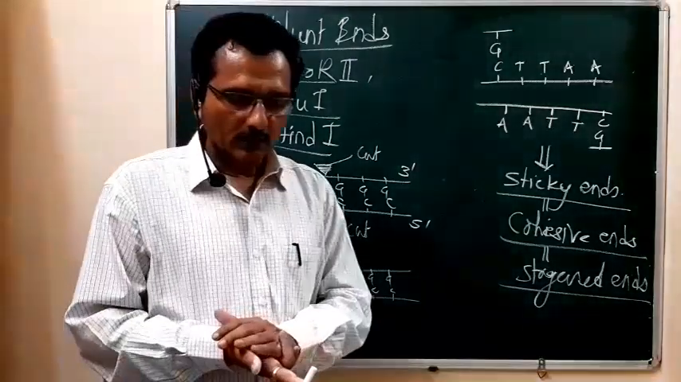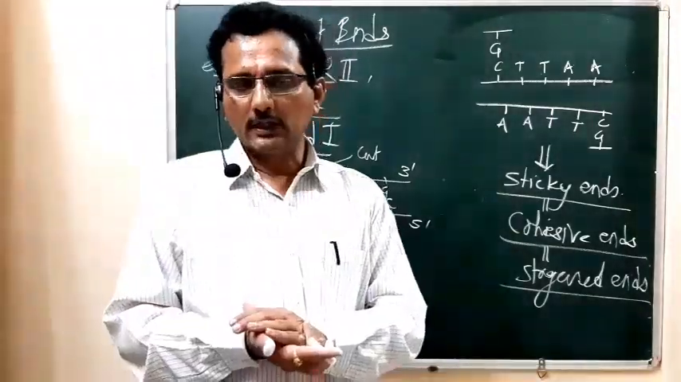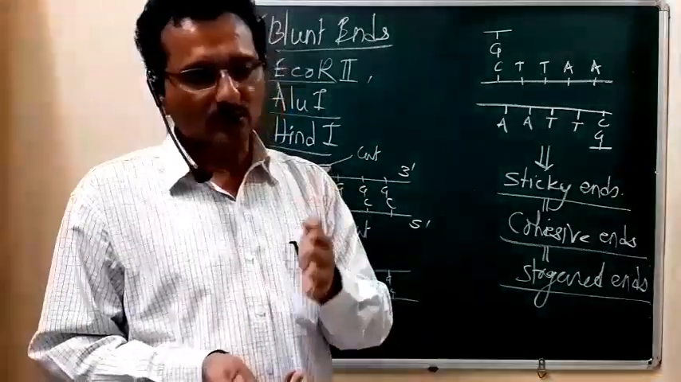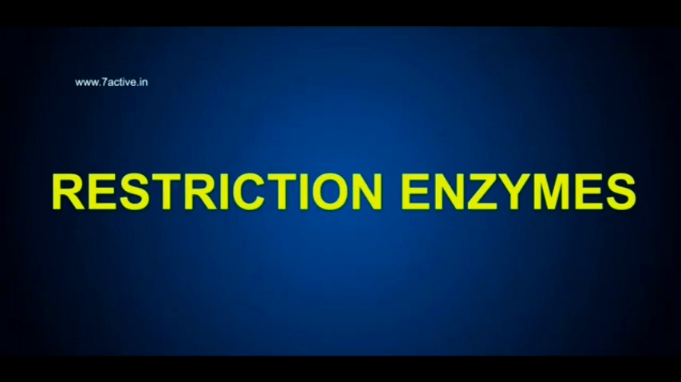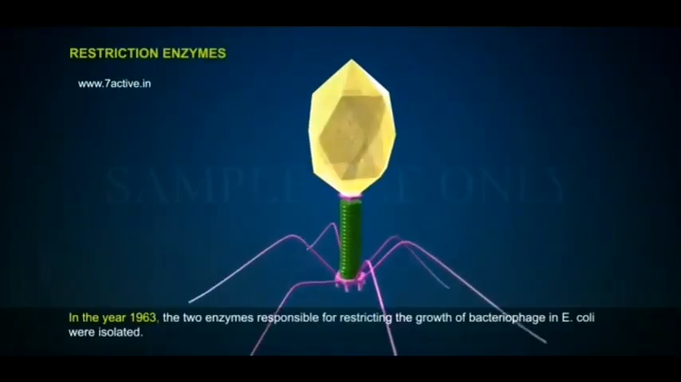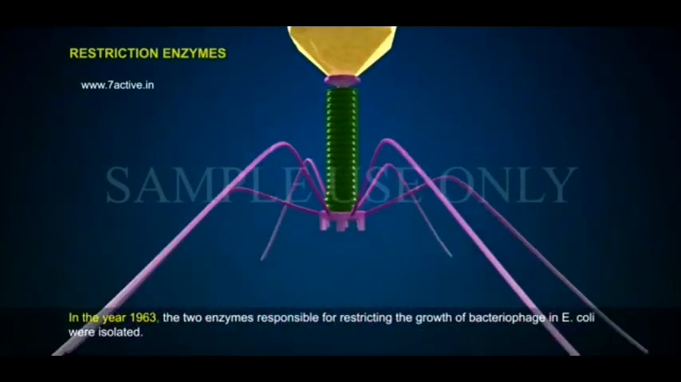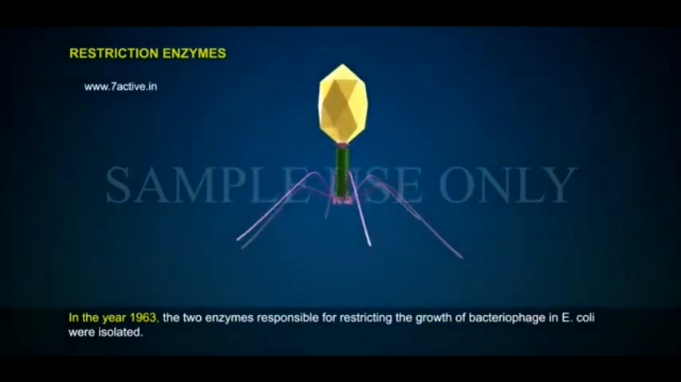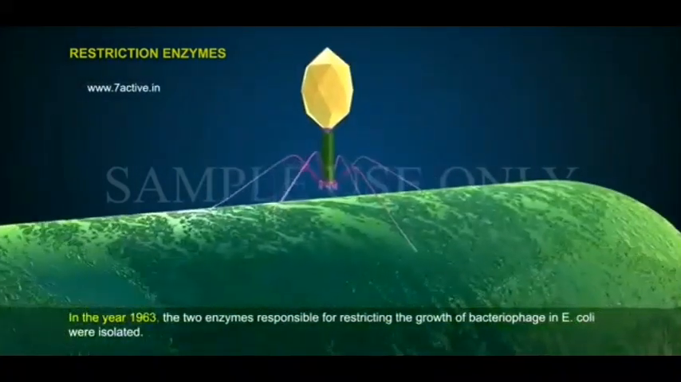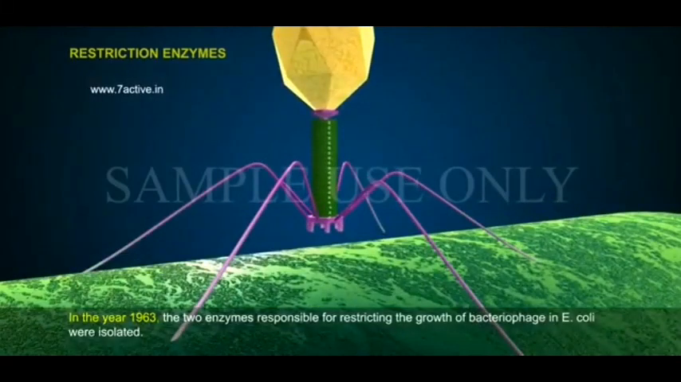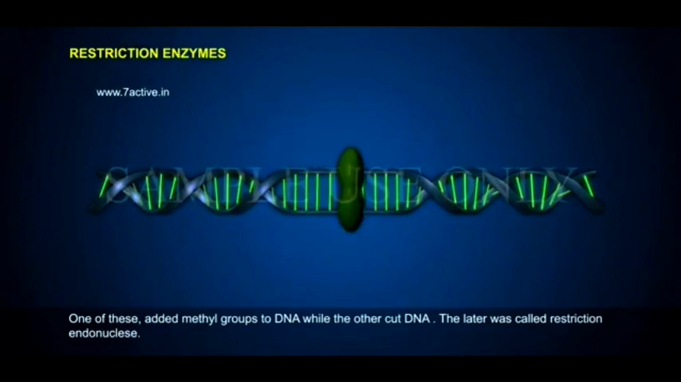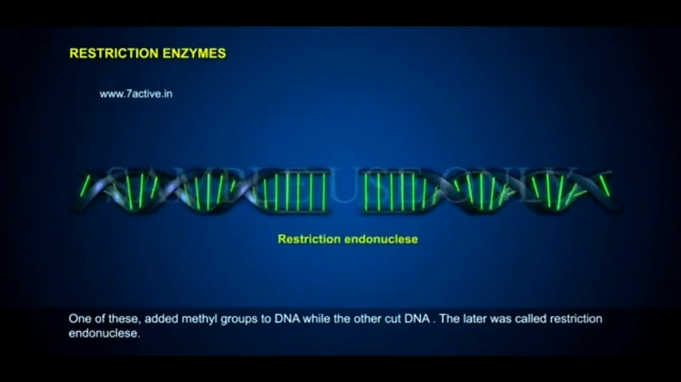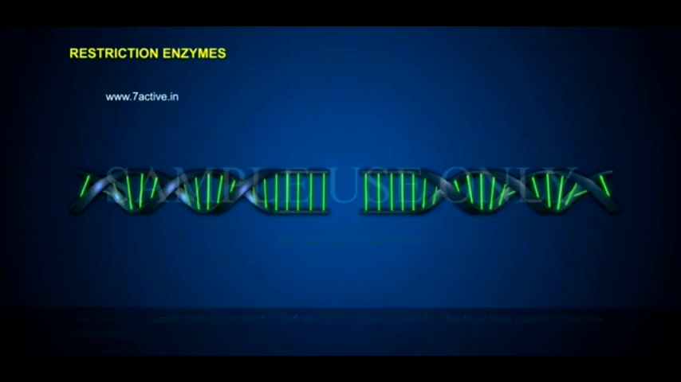So this is your endonuclease, a cleaving enzyme that comes under the endonucleases. Restriction enzymes. In the year 1963, two enzymes responsible for restricting the growth of bacteriophage in E. coli were isolated. One of these added methyl groups to DNA while the other cut DNA. The latter was called restriction endonuclease.